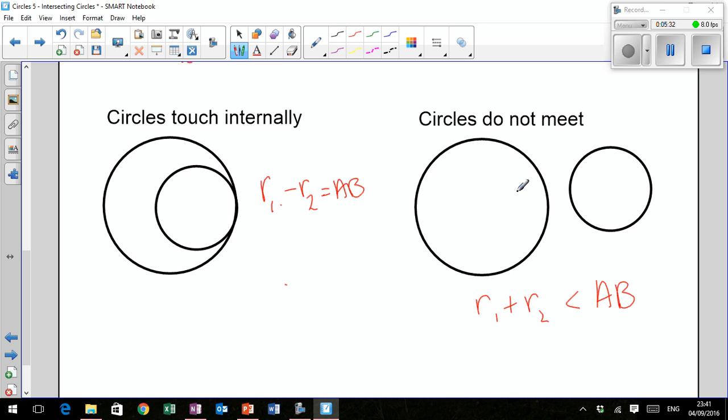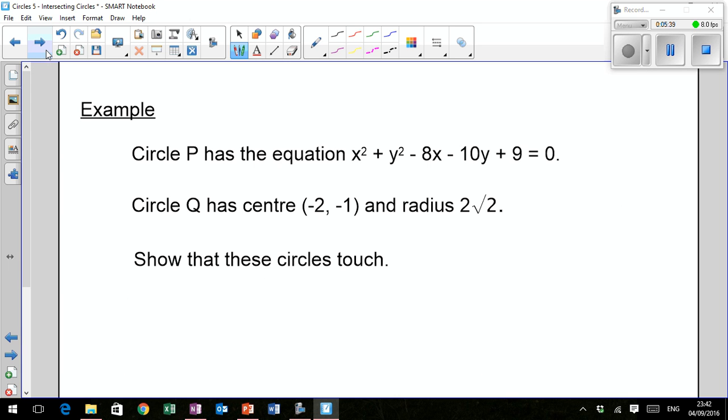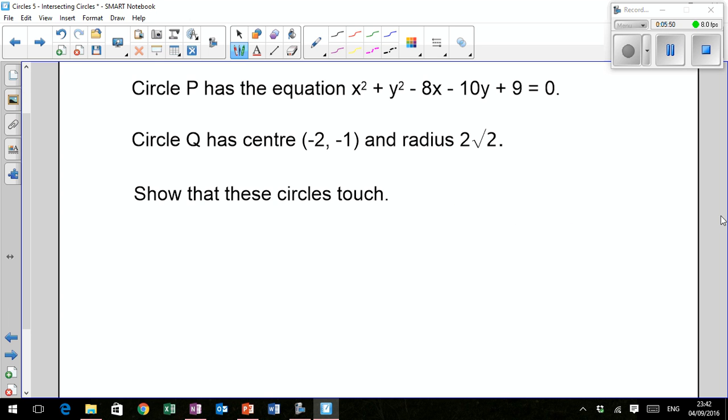Okay, now that's your 4 situations. This one here is by far and away the most common. Now we're just going to do an example just with this. Okay, so circle P has the equation there, circle Q has centre and radius. Show that these circles touch.